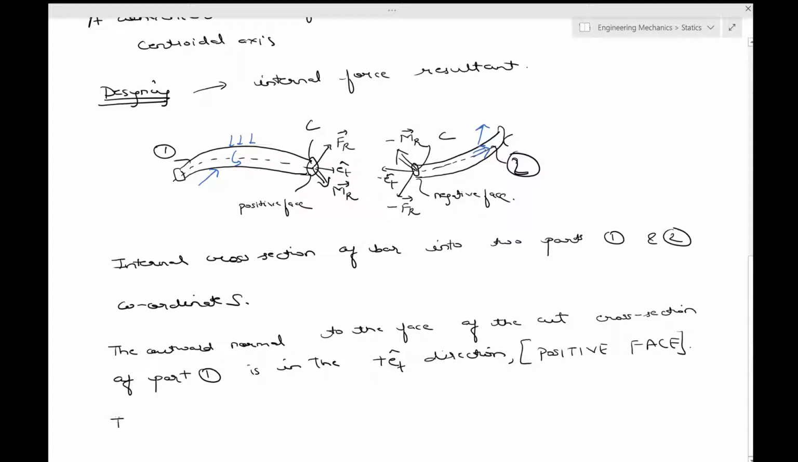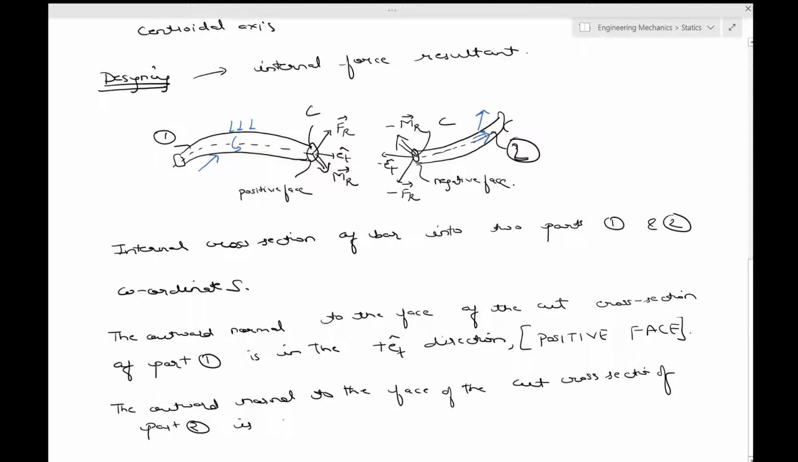And in the other, the outward normal to the face of the cut cross section of part 2 is in the minus e_t direction, and this is called a negative face.